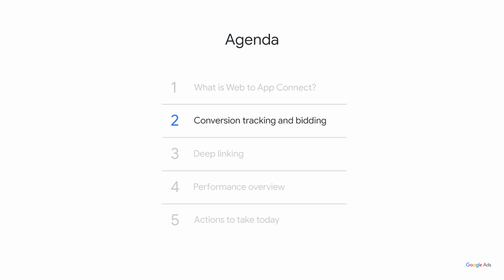Second, we'll give an overview of in-app conversion measurement and bidding, and show how Web to App Connect helps you set this up to ensure you're optimizing your campaigns and limiting measurement gaps. Third, we'll dive into deep linking, which is key to delivering a seamless web to app experience for customers. We'll explain how Web to App Connect helps you identify, implement, and fix your deep links so that your customers can easily shop, browse, and check out in your app.